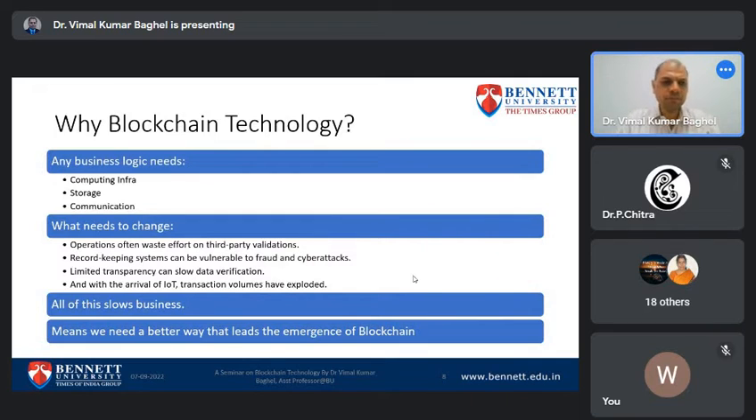Now, to have a more efficient business, what needs to be changed? Operations often waste effort on third-party validations. For example, we are interested in removing all the overheads. We are only interested in having in the business what is really important for the business to run. We don't want to keep any external overhead, so we want to remove that.